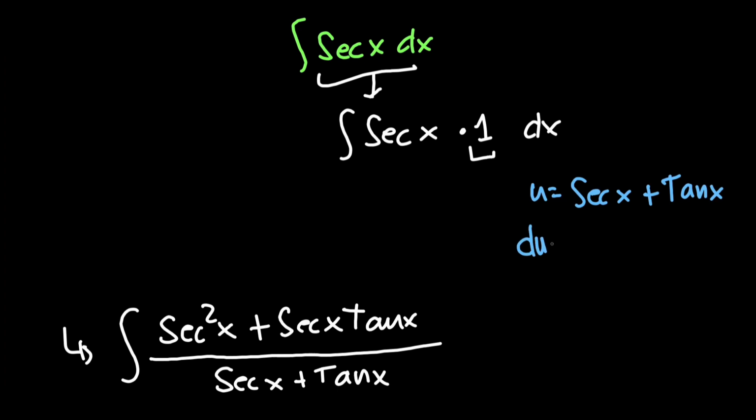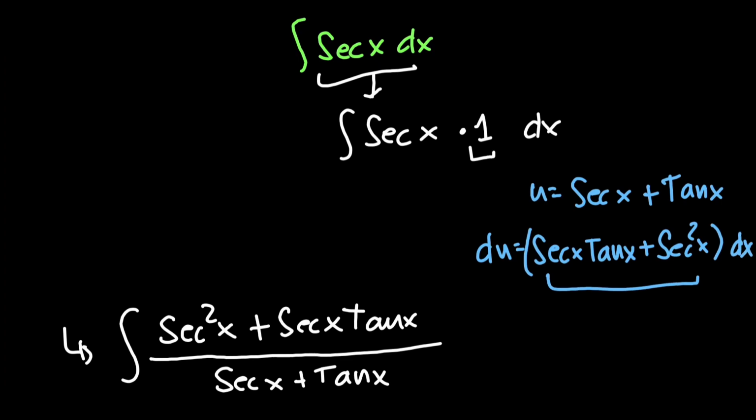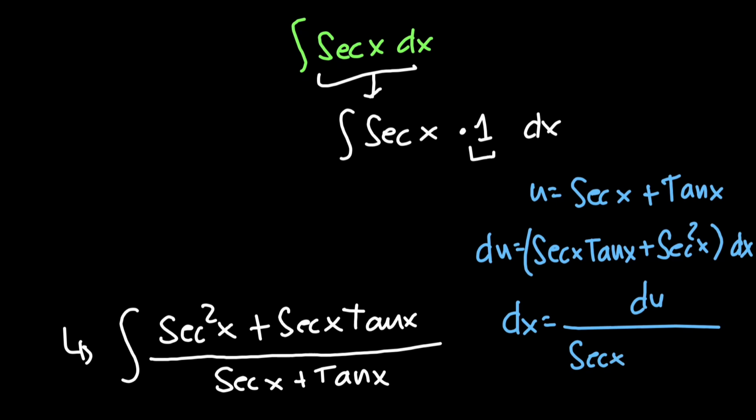And so the derivative of this one: take the derivative of sec⁴x first, which is equal to sec⁴x multiplied by tangent of x, and the derivative of tangent of x is sec² of x, all multiplied by dx. If you transpose this to the other side in order to get the dx value, this would be du over sec⁴x tangent of x plus sec²x.